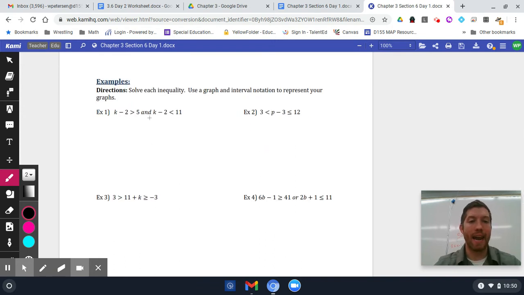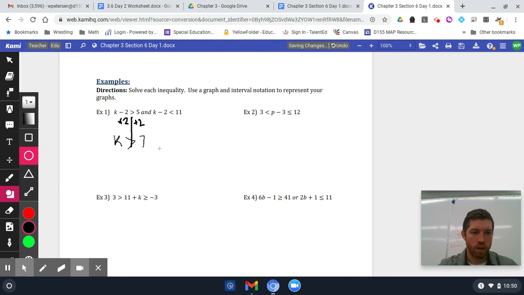So right here, we have an and statement, okay? So we know that our highlighting is going to go to the outside. But now we need to actually solve this. On our first problem right here, we need to bring our 2 to the other side. So we're going to go ahead and add 2 to both sides. Add 2 and add 2. Make that a little thinner. So now we're left with k is greater than 7. All right, so that's our first answer. We can even circle that if we wanted to. K is greater than 7.